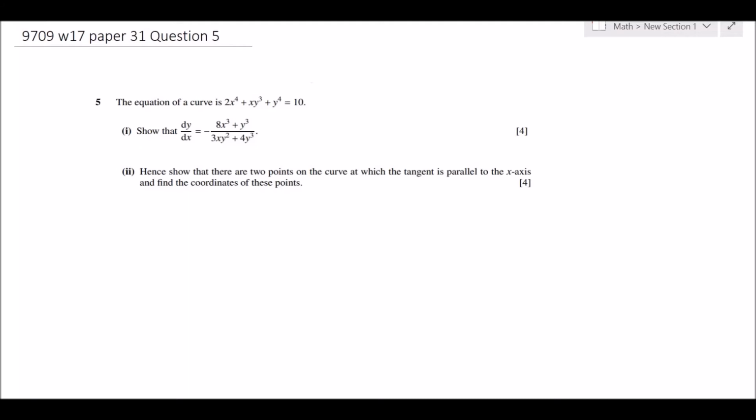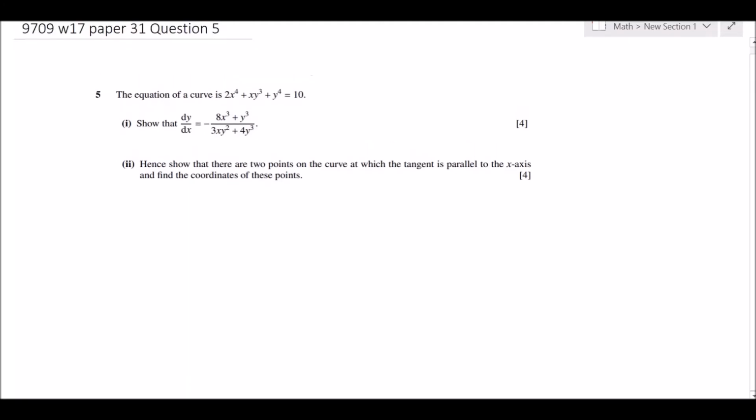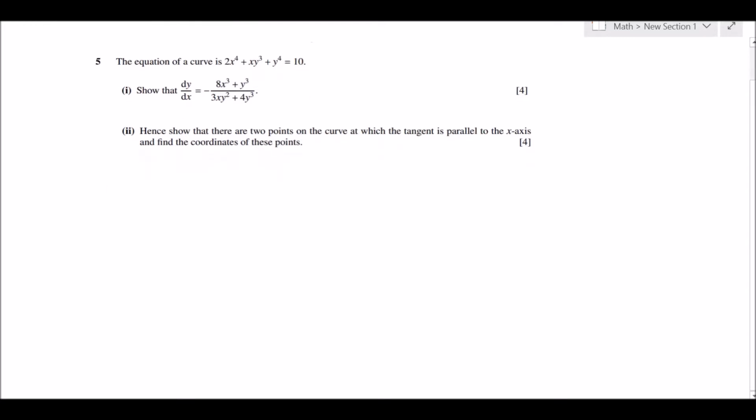So today we are going to be solving Winter 17, Paper 31, question number 5. The question states that the equation of the curve is given and then we need to find out the derivative. So for this, we are going to find out the derivative. I'm going to write down the equation once more.